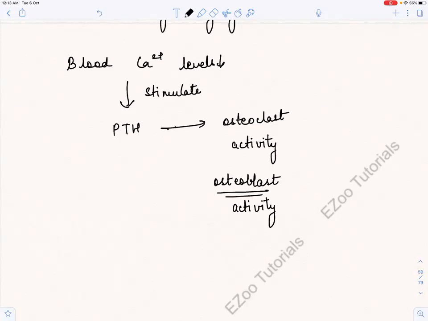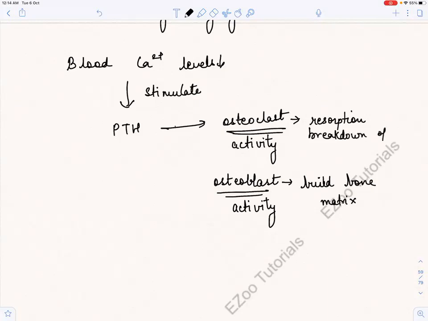Osteoblasts are the cells that are involved in the process of building bone matrix. And what are osteoclast cells? These cells are responsible for resorption, or breakdown of the bone matrix into what? Think, bone matrix into calcium and phosphate ions, right?